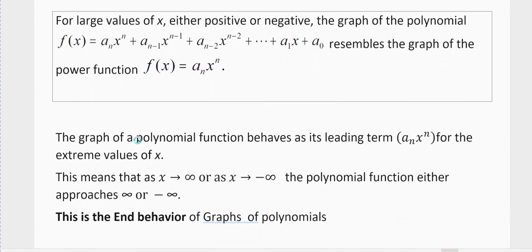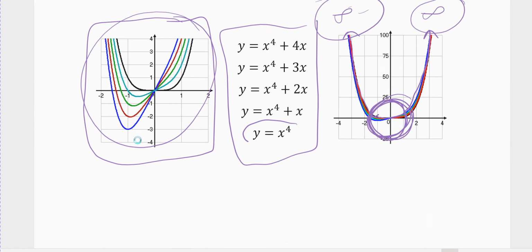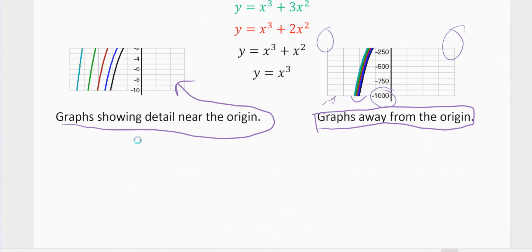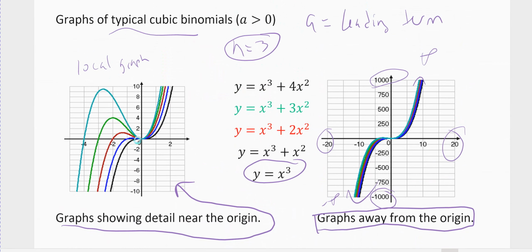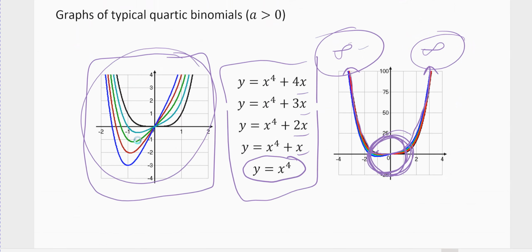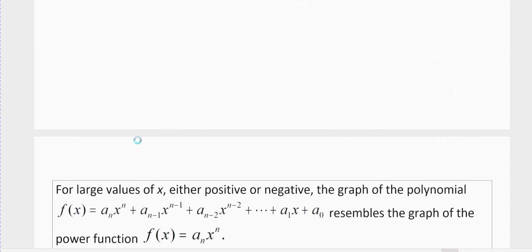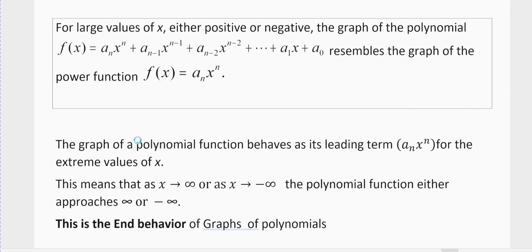And so what this is trying to illustrate is that if you look at these, I started off with a basic function and then I added parts to it. Same thing on this one. I started off with a basic function and then I added more complex parts to it. What they all have in common is the same leading term. They all have the same x to the fourth or x cubed. And so that's what this first rule is.